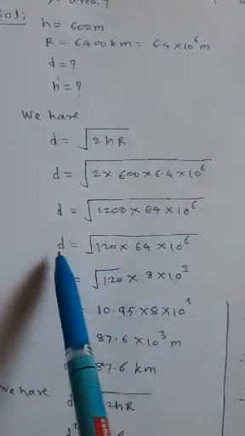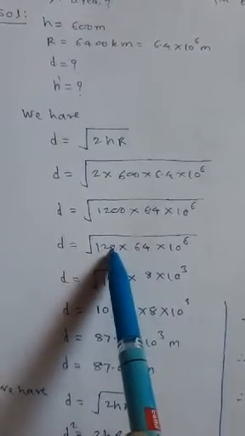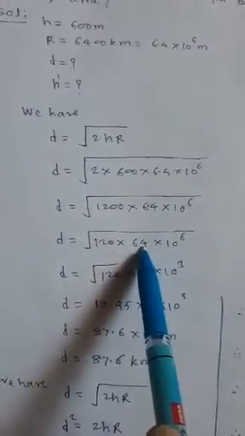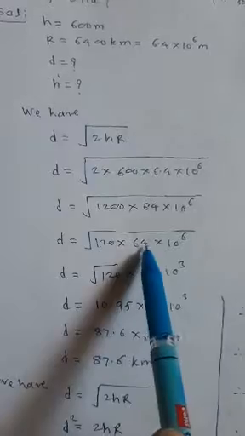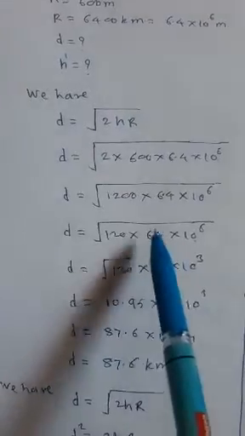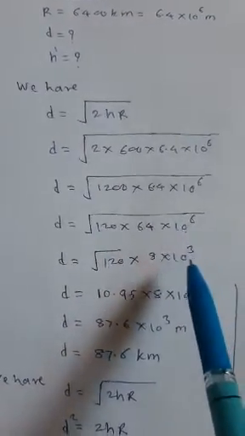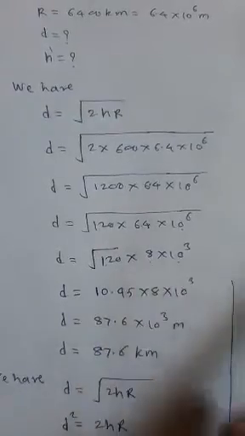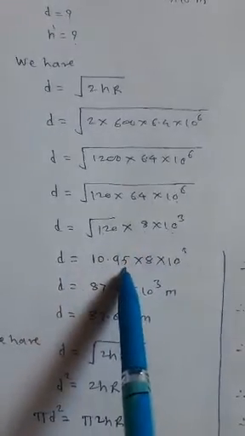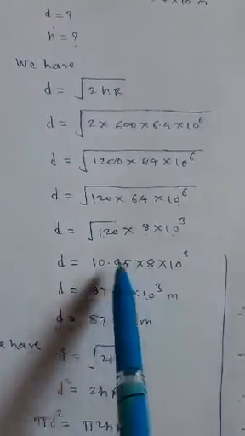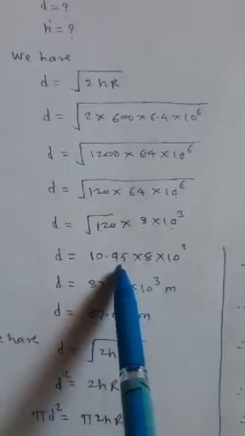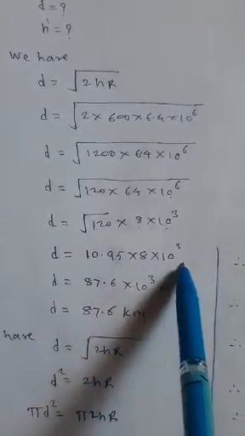This can be written as D is equal to 120 into 10, and this 10 into 6.4 means 64. 120 into 64 into 10 to the power 6. Under root of 120 as it is, under root of 64 is 8 and under root of 10 to the power 6 is 10 to the power 3. Therefore, D is equal to, the value of under root of 120 is equal to 10.95. See in the log table, the value of under root of 120 is equal to 10.95 into 8 as it is and 10 to the power 3 as it is.